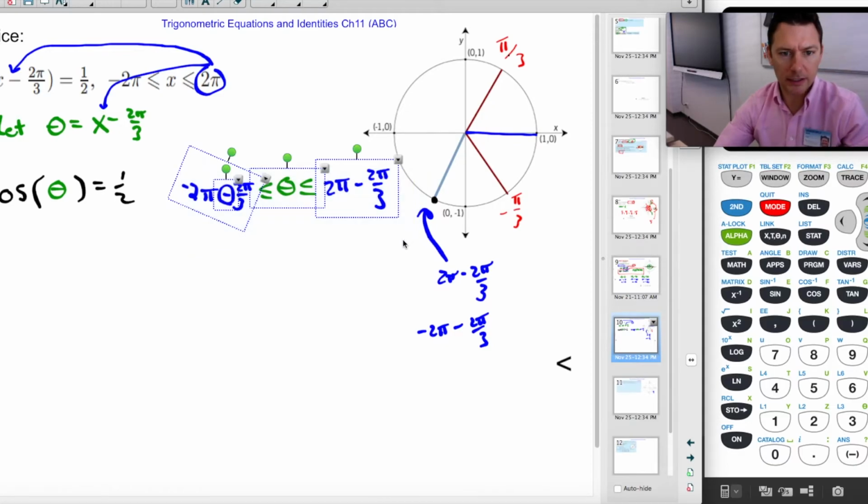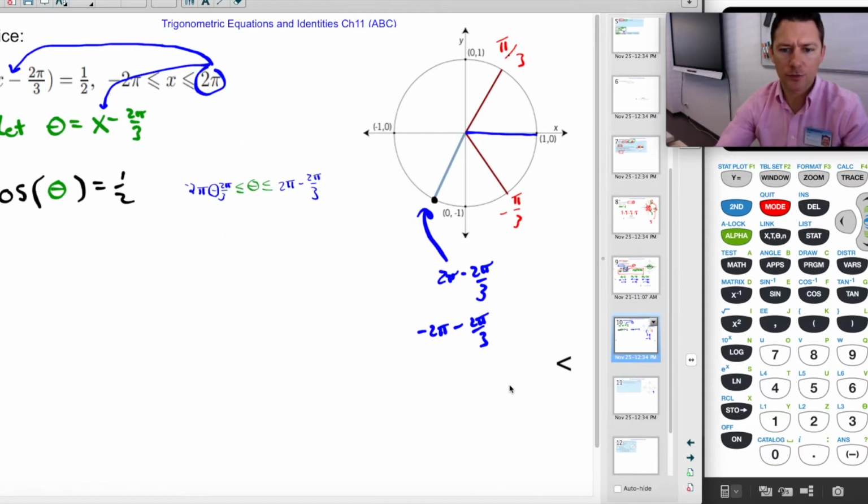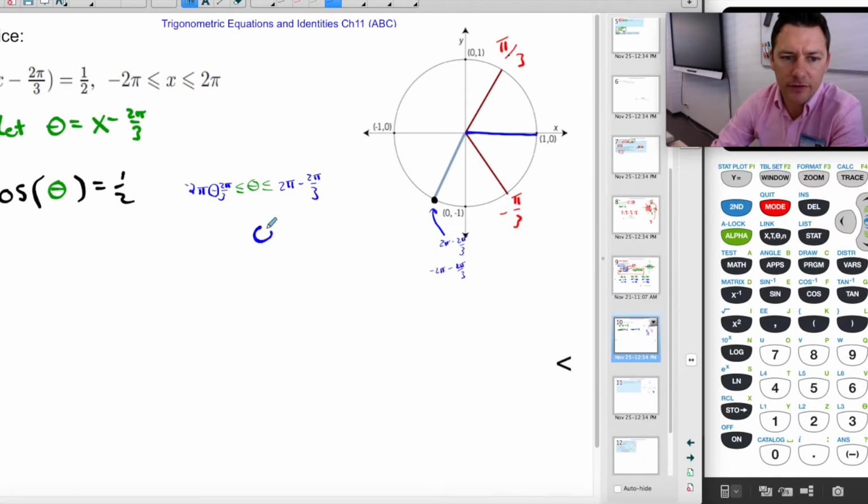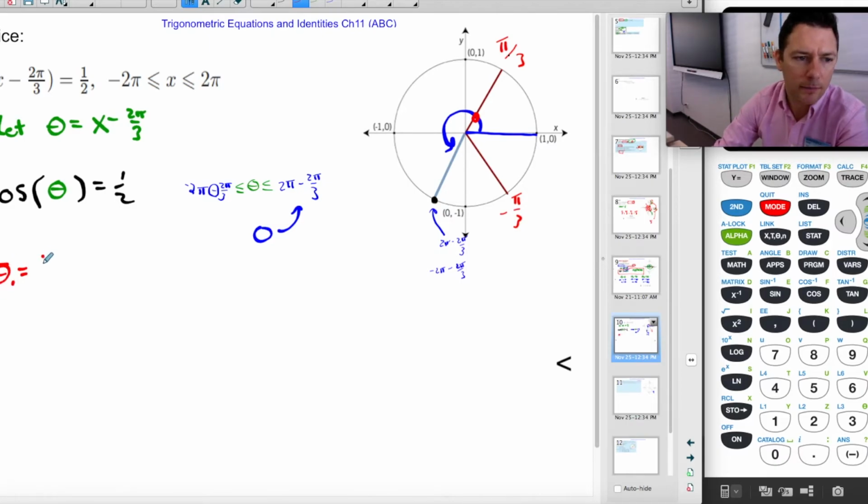This really doesn't need to be cleaned up that much. So let's look from 0 up to this solution. So basically, it's just from here to here, right? 0 to 2 pi minus 2 pi thirds. And as we go through that, we only hit one of these sites, this one or this one. We only hit it once, right there. It's at pi thirds. So one of our angles, I'm going to call it theta 1, is pi thirds. That's all of them on the positive side.